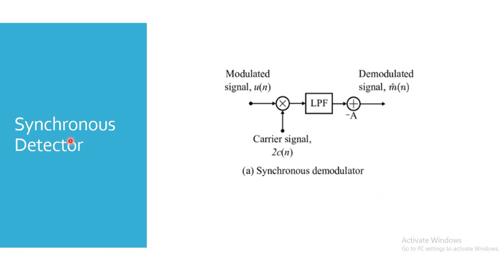The next type of detector is the synchronous detector. What is the working principle of the synchronous detector or synchronous demodulator? In a synchronous detector we take the modulated signal and multiply it with the carrier which we used at the modulator block. These two signals generate the output, and that output is passed through a low pass filter. The low pass filter blocks higher frequencies and passes the lower frequencies. Now the modulated signal is a combination of two signals, that is the modulating signal and a carrier.